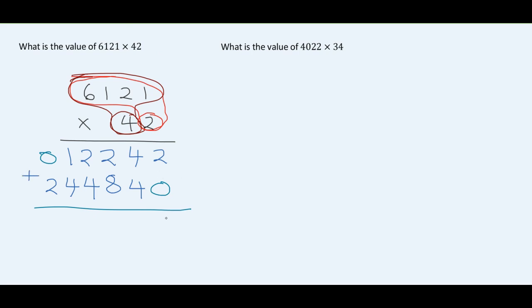2 plus 0, we have 2. 4 plus 4, we have 8. 2 plus 8, we have 10. So we write 0 and we bring 1 up here. 1 plus 2 plus 4 should give you 7. 1 plus 4, we have 5. 0 plus 2, we have 2.